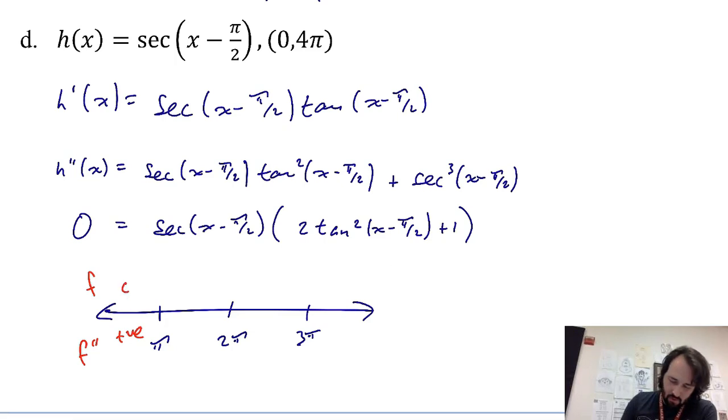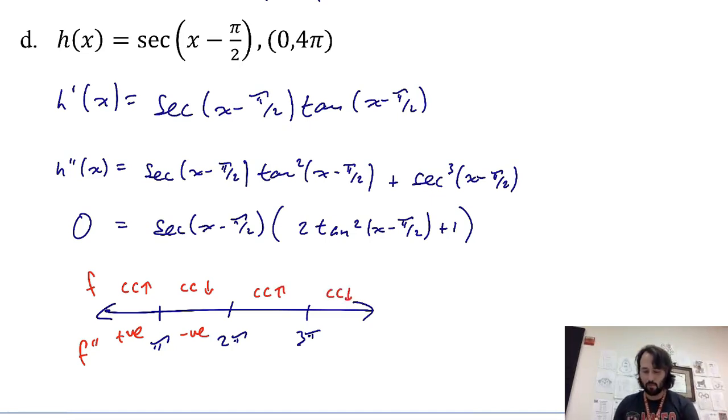So that means I am concave up. If I check 3 pi over 2, secant is negative 1 when I plug that in. Tangent is still 0, so this would be a negative. So I'm concave down. Then I go around the unit circle, so I'm concave up again, and concave down because it's just going around the same rotation. All right, so that was positive, and that was negative. So there are no points of inflection.